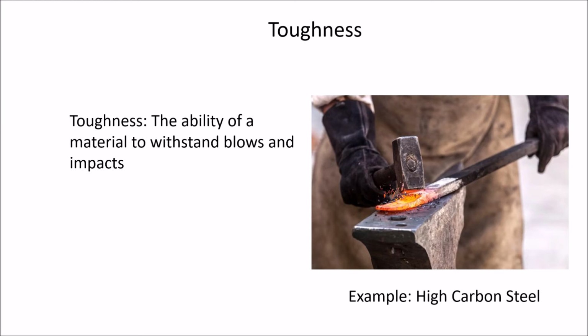And he's hammered on top of a thing called an anvil, and the anvil is made of a very, very tough material, so it can withstand the blows and the impacts of the hammer and the piece of material on top of it. That anvil will be made from high carbon steel, so it's a very good example of tough material. So toughness is the ability of material to withstand blows and impacts.